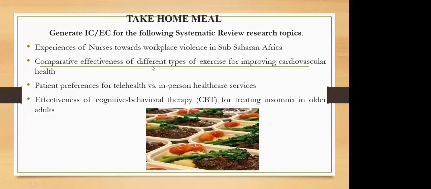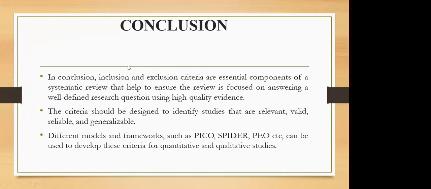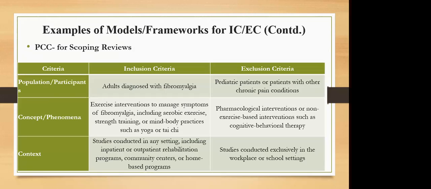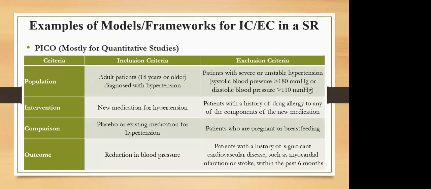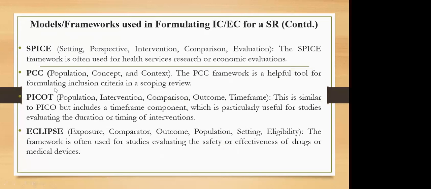Now, the next part of this lecture is to conclude by saying that inclusion and exclusion criteria are essential components of every systematic review. Without clear inclusion and exclusion criteria, it's possible that you are missing out on providing evidence-based research. There are so many different models, but because of the timing of this class, I wanted to explain PICO, SPICE and all that. From our understanding of how to apply SPIDER, PCC and PICO, we can also use the same format in applying it to all these other studies.